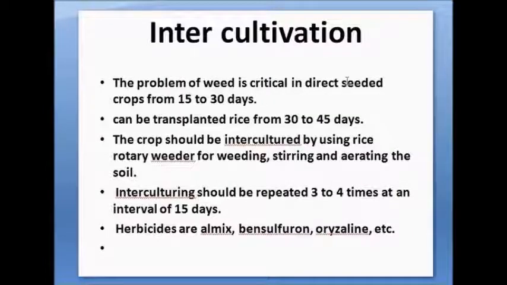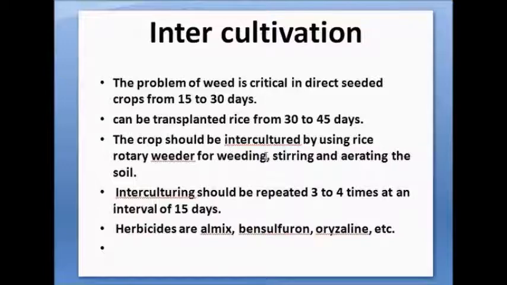In intercultivation, weeding is done, hoeing is done. Now weeding is done from 15 to 30 days of transplanting, and in case of a transplanted field, up to 45 days, roughly 1.5 months, continuous intercultivation is to be given at an interval of 15 days. That means intercultivation should be done every 2 weeks. Now this intercultivation is done by using a rotary weeder for weeding.